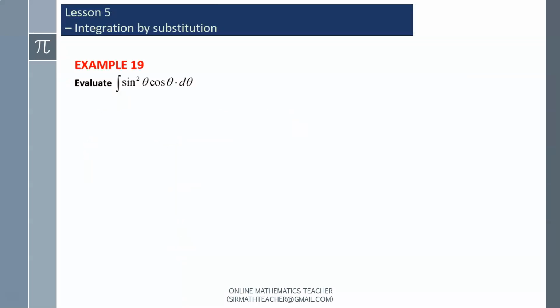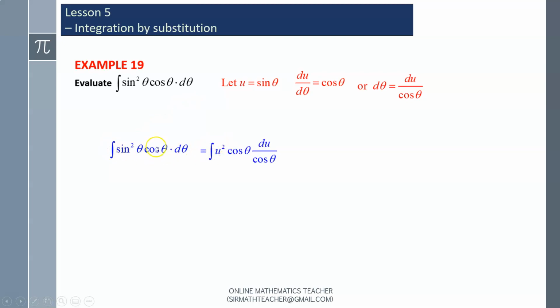Example 19, sine squared theta cos theta d theta. So we're integrating with respect to theta. Let u equal sine theta. The benefit of doing that is that you're going to find that du d theta is cos theta, and d theta is du over cos theta. When you rewrite your integrand, instead of sine squared theta, it becomes u squared. Cos theta remains the same, and your d theta becomes du on cos theta.